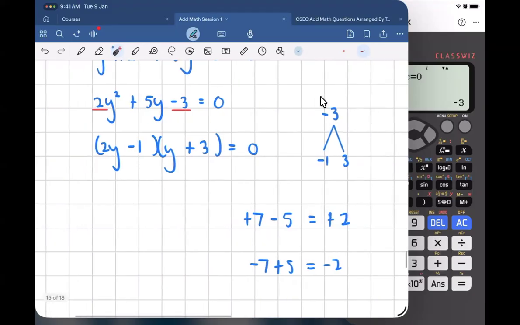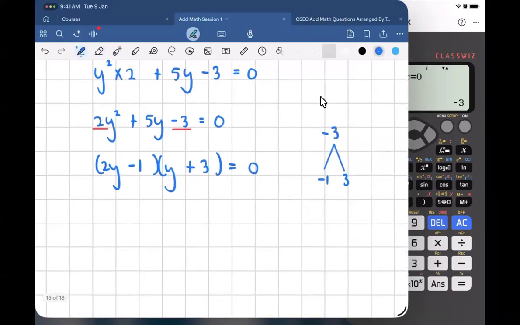And so, if you expand this, it should work out back. Watch, 2y by y is 2y squared. What is 2y by 3? Positive 6y, and minus 1 by y is minus y. What is 6y minus y? Positive 5y.